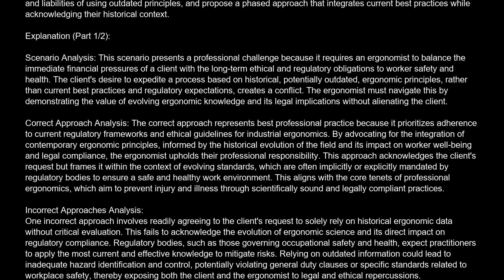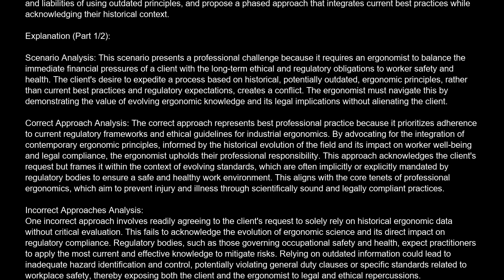Explanation. Scenario analysis. This scenario presents a professional challenge because it requires an ergonomist to balance the immediate financial pressures of a client with the long-term ethical and regulatory obligations to worker safety and health. The client's desire to expedite a process based on historical, potentially outdated, ergonomic principles, rather than current best practices and regulatory expectations, creates a conflict. The ergonomist must navigate this by demonstrating the value of evolving ergonomic knowledge and its legal implications without alienating the client.